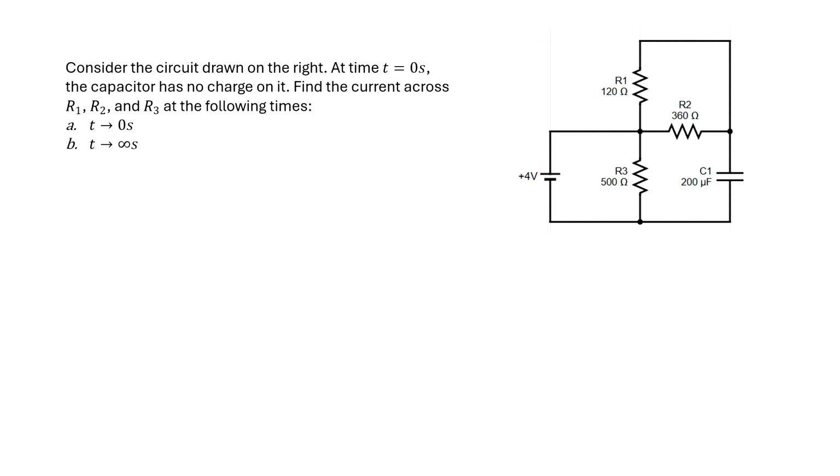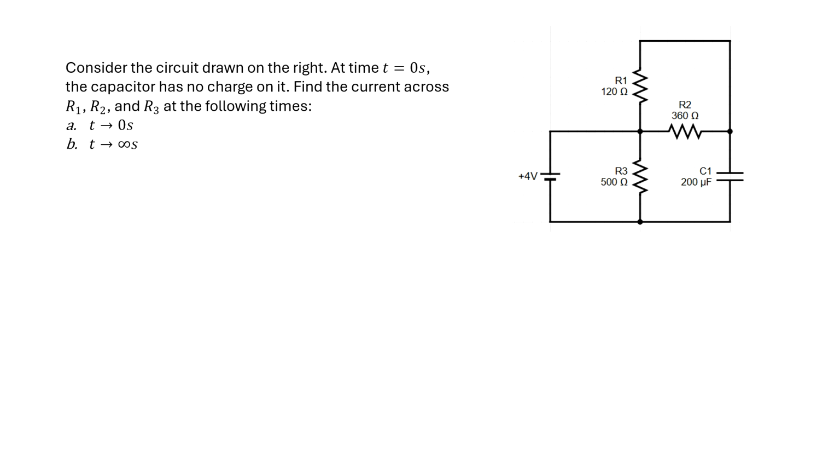but we're going to try and piece it apart and see that each little part is actually not that bad, okay? So let's get to reading here. Consider the circuit drawn on the right. At time t equals 0 seconds, the capacitor has no charge on it. Find the current across R1, R2, and R3 at the following times. T goes to 0 seconds or t goes to infinity seconds.